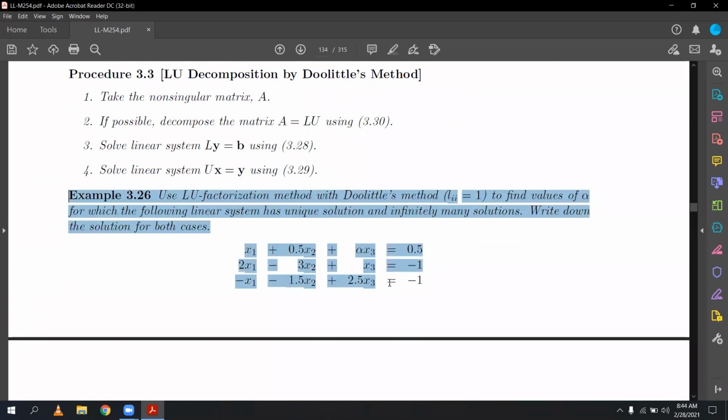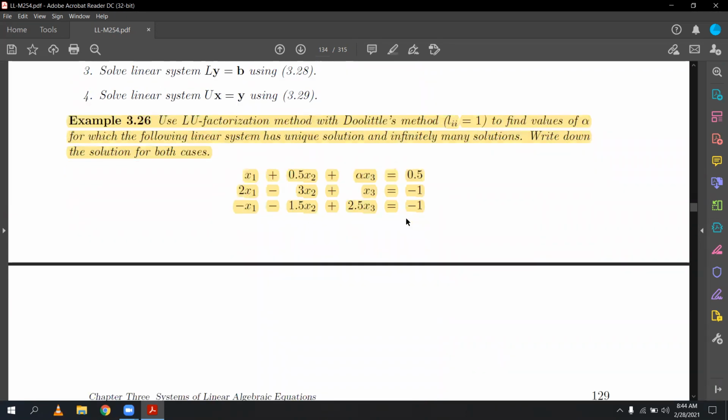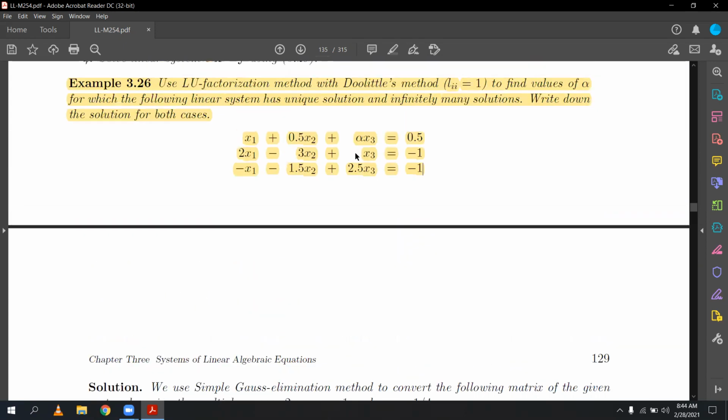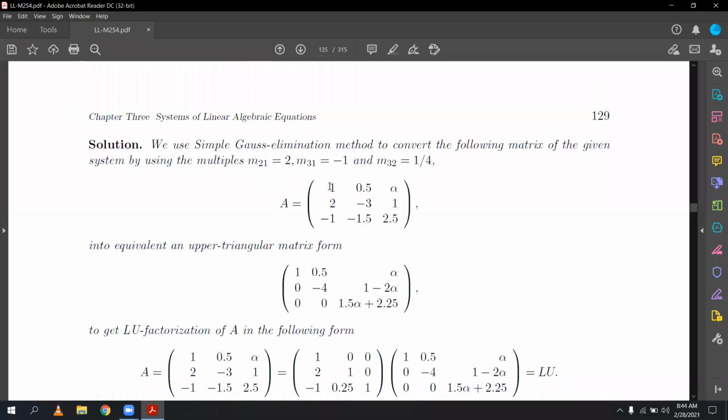The same example we can do like this, please. He says use LU factorization to find the value of alpha for which the linear system has a unique solution and infinitely many solutions. So what you have to do here, you use your A. What is your A given? 1, 2, -1, 0.5, 3, 1, alpha, 1, 2.5. This is your A given. And then you first find L and U.